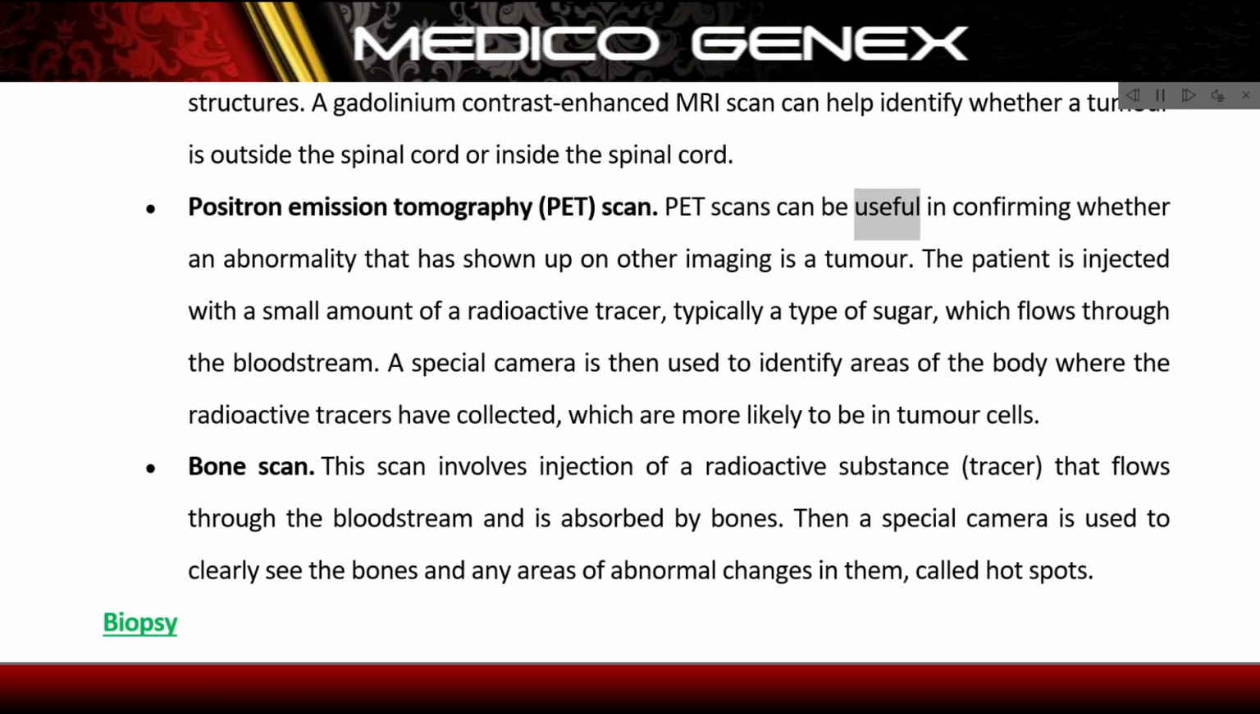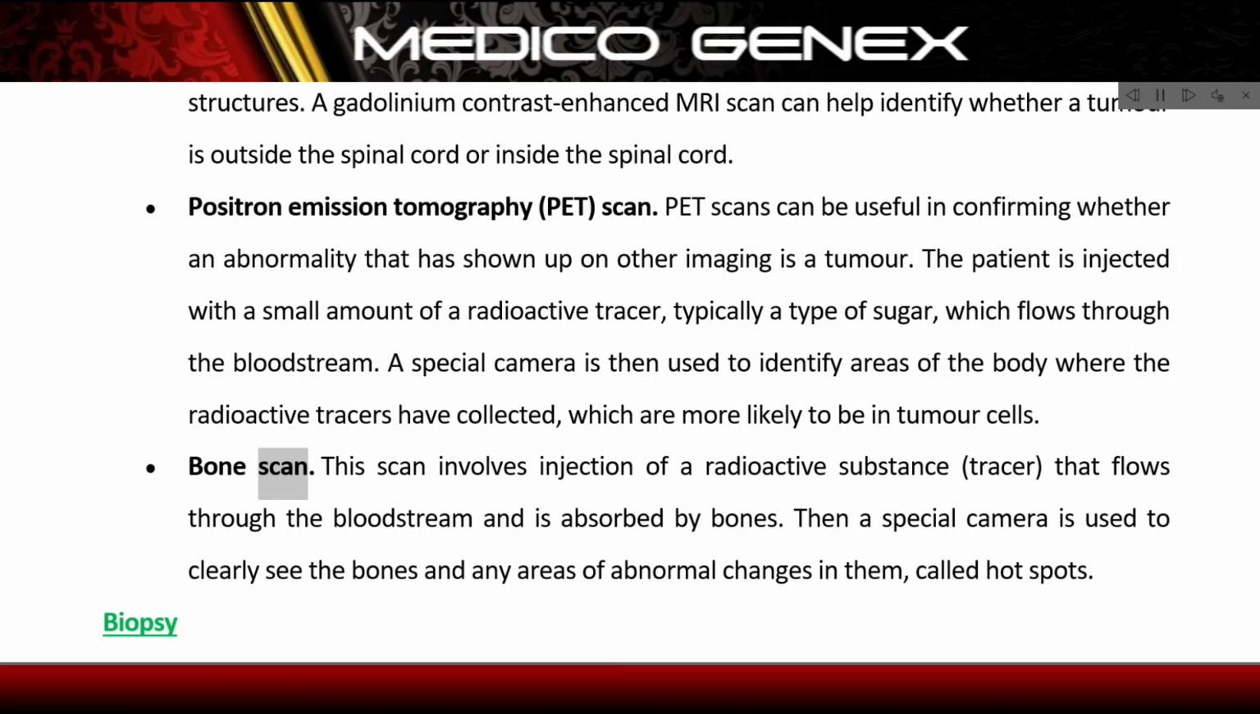Positron emission tomography, PET, scan. PET scans can be useful in confirming whether an abnormality that has shown up on other imaging is a tumor. The patient is injected with a small amount of a radioactive tracer, typically a type of sugar, which flows through the bloodstream. A special camera is then used to identify areas of the body where the radioactive tracers have collected, which are more likely to be in tumor cells.